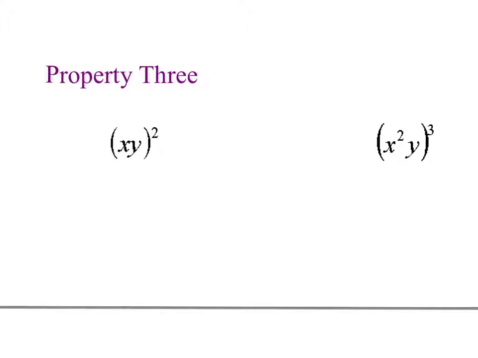Property 3 happens when inside the parentheses, and this is really important, inside the parentheses we have multiplication. If it's addition, this does not work. It has to be multiplication inside. And so when we have that exponent up there, what can happen? Because it's multiplying inside, we can actually just distribute that 2 to both of them. So this would be x squared, y squared. And then if we go over on the right, we're going to distribute that 3. But when we distribute the 3 to the 2, remember, when I raise an exponent to another exponent, I multiply. So this is going to be x to the sixth, y to the third.